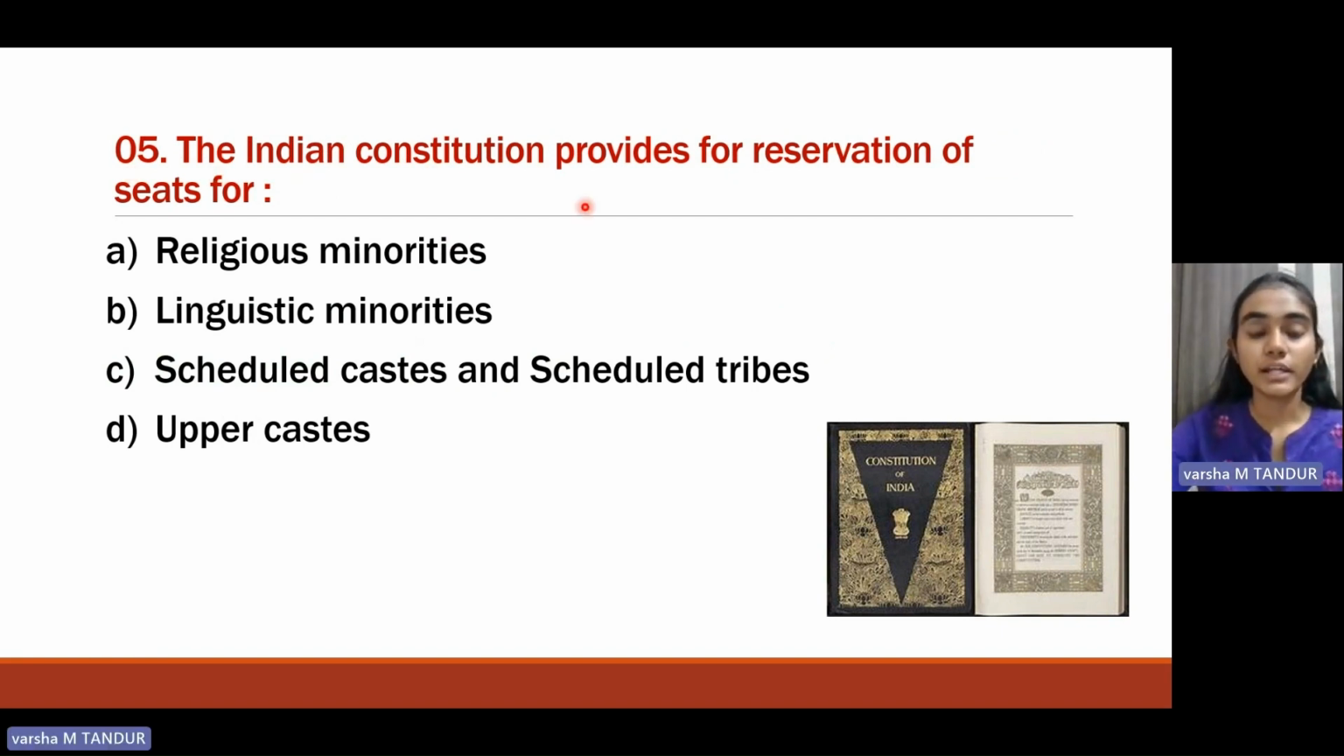Question 5. The Indian Constitution provides for reservation of seats for religious minorities, linguistic minorities, scheduled castes and scheduled tribes. Option D, upper castes. So the answer is scheduled castes and scheduled tribes. Always the reservation of seats is applicable for scheduled castes and scheduled tribes.